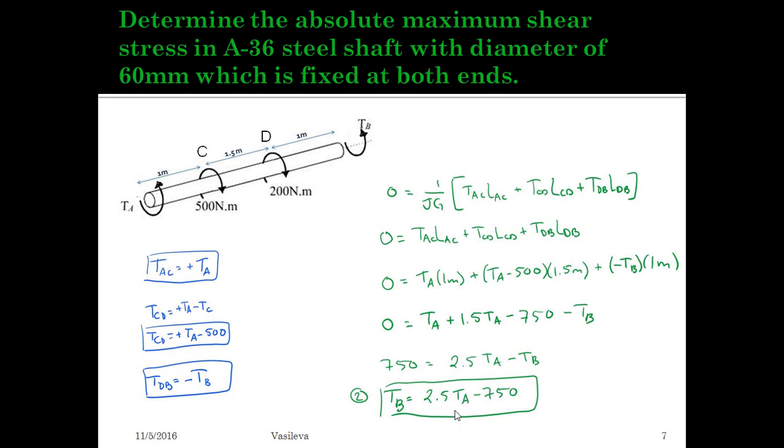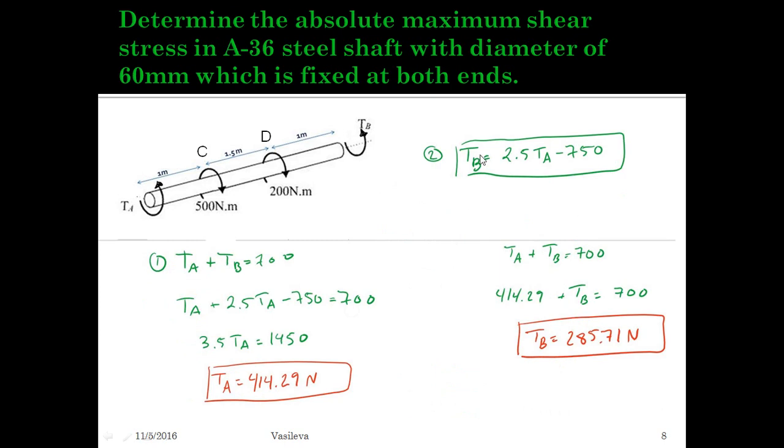I also have the other equation that we determined in the very beginning with these two unknowns. So now I can use these two equations. Start with this TB and plug it into the first equation, and now I have an equation with just TA in it. Do your algebra, and you end up with TA equals 414.29 newtons. Then you can take this TA, plug it back into the equation, and you end up with TB is 285.71 newtons. So now we've got our TA and our TB.